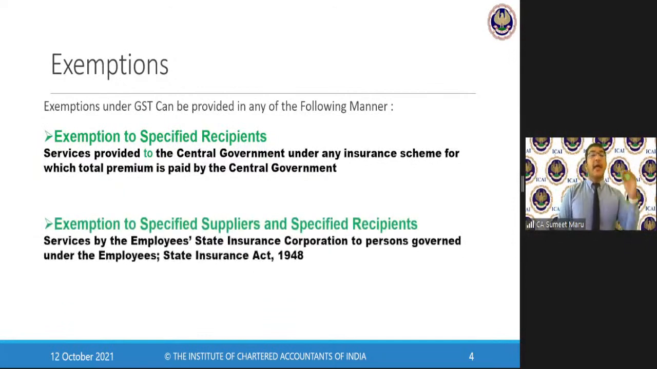Let's go to the fourth and last way, exemption to specified supplier and specified recipient. In this last way, they can give an exemption to both, the supplier as well as the recipient. Just like in the example, services by Employee State Insurance Corporation, ESIC. Many people also say ESIC. Services to persons governed under the ESIC Act are exempt. So both the members as well as the supplier have been given an exemption here. So these are the four ways government can announce an exemption: activities, supplier, recipient, and supplier as well as recipient. Clear? Let me check for queries here first.